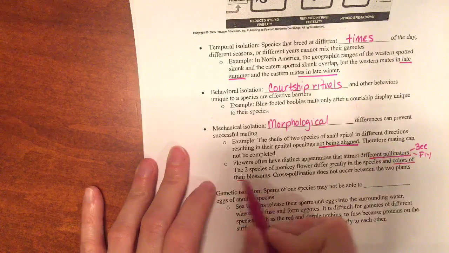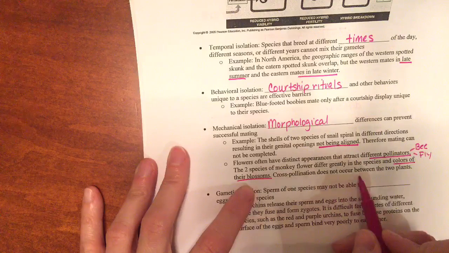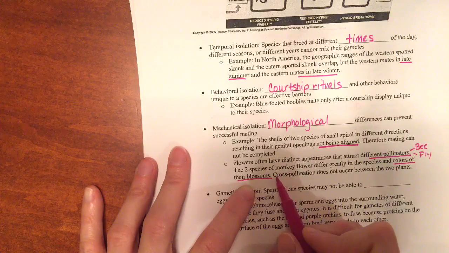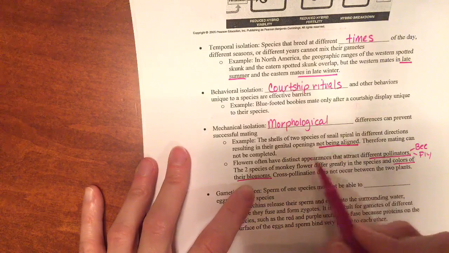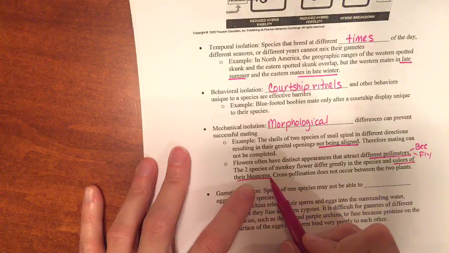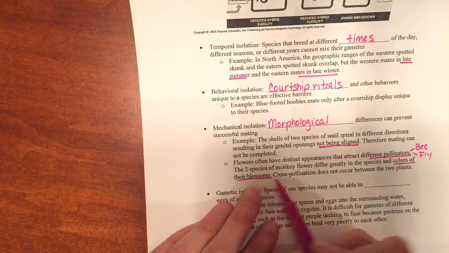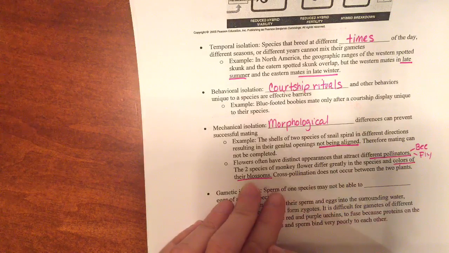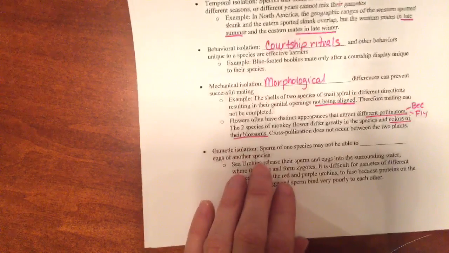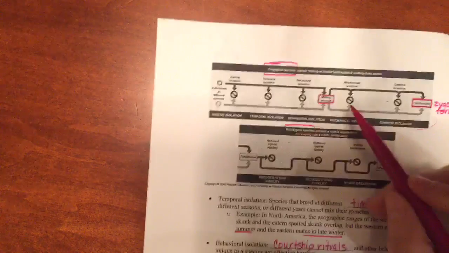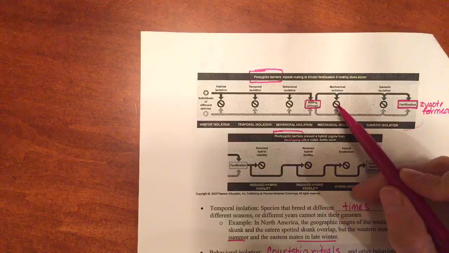Because they have different colored blossoms, cross-pollination does not occur between the two plants, because the pollinators are attracted to the flower by the color. If the bee comes and visits one color, it'll get pollen on it, and remember, pollen contains the sperm, so it'll take that pollen to another flower of the same color or the same species. So you don't get cross-pollination, because they go to one particular color. That would be another example of mechanical isolation using pollinators.